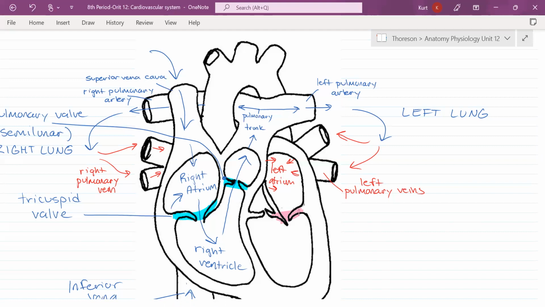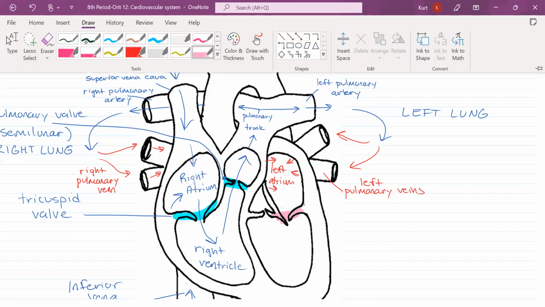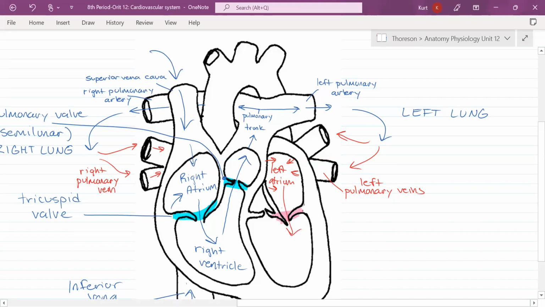Okay, I'm going to talk you through it, so please follow along. Do you see your left atrium? Do you see the valve on the bottom of your left atrium? That valve is called your bicuspid. And what is the final chamber that blood will enter once it has gone past your bicuspid valve? That is your left ventricle.